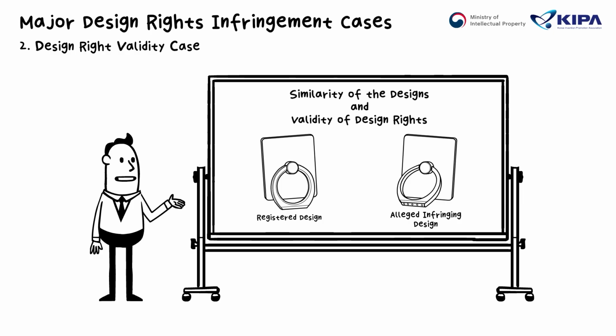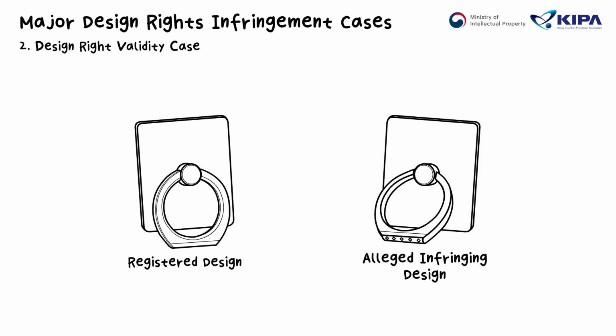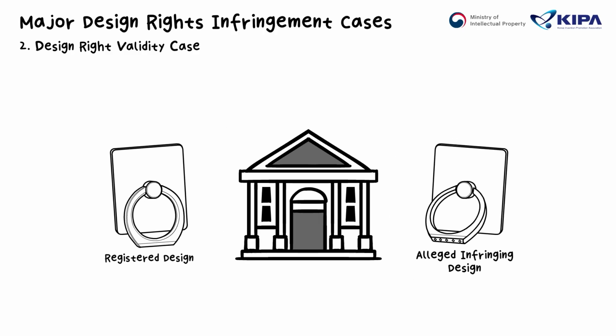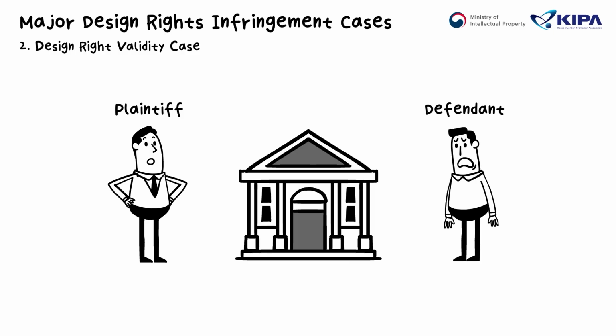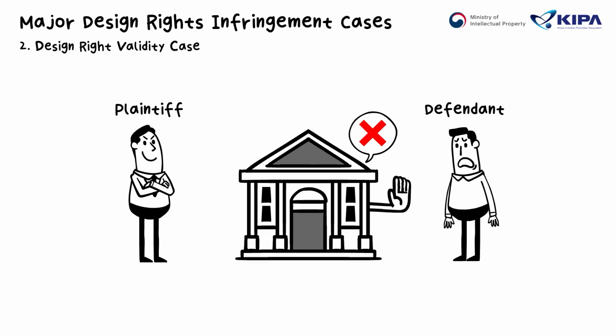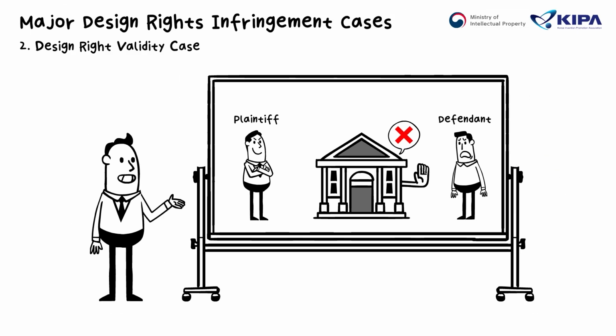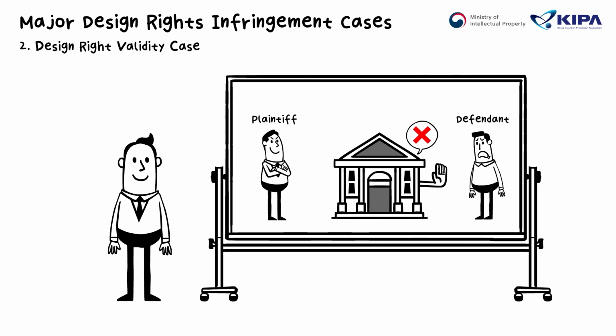The key issues in this case were the similarity of the designs and the validity of the design rights. With respect to the similarity between the registered design and the alleged infringing design, the court held that the common features between the two designs exerted a more dominant influence than their differences, and therefore determined that the two designs were similar. In addition, the court rejected the defendant's argument that the design right was invalid, finding that the registered design differed significantly from prior design 1 and that it would not have been easy to combine prior design 1 with prior design 2. This case serves as an important example illustrating both the general reasoning applied in determining design similarity and the process of assessing the validity of design rights.